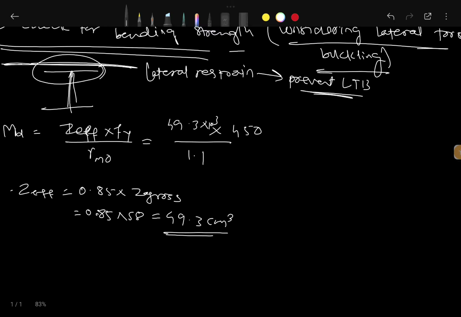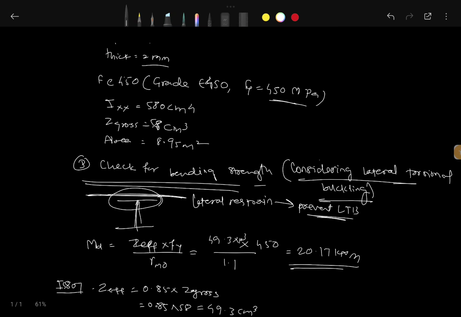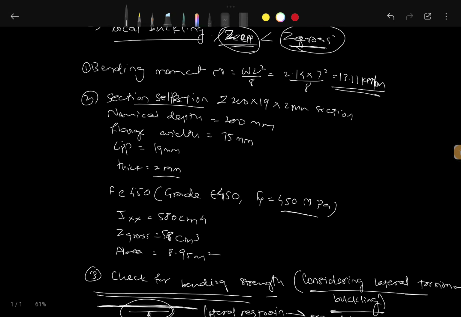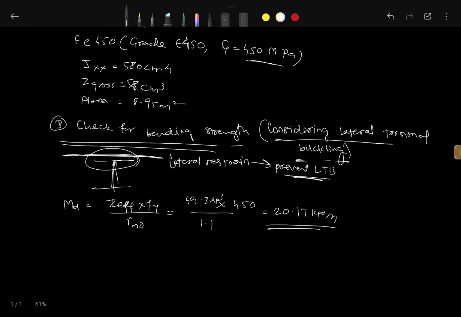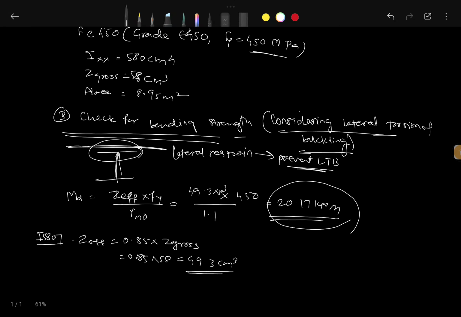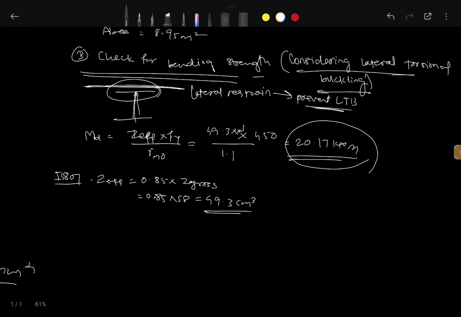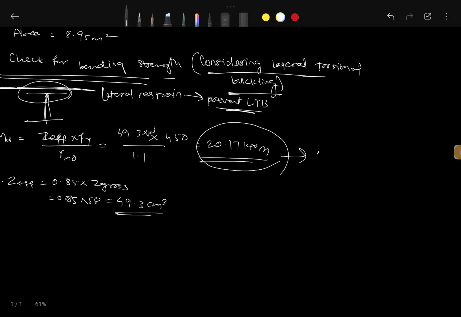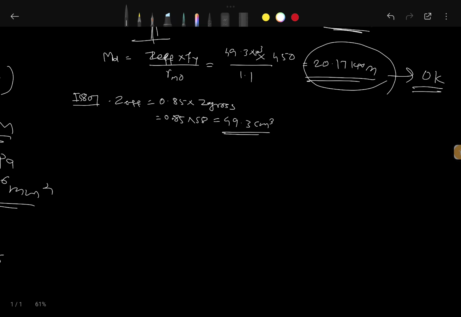49.3 into 10 to the power 3 into 450 divided by 1.1. The value comes to 20.17 kilonewton meter. The section bending moment capacity is 20, but in our structure the bending moment comes to 13.11. So this section has more bending moment capacity. That is okay. This Z Purlin is okay for this.